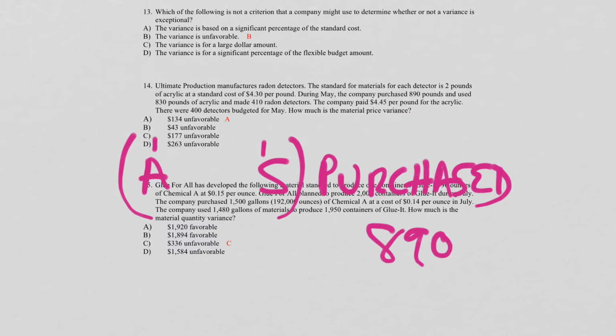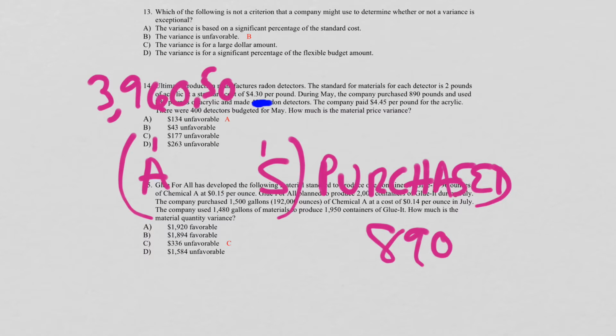So now let's get the calculator back on. $4.45 times the amount purchased, 890. So that's $3,960 is what they actually paid. Let's compare that to what they were supposed to pay. Maybe I have to give you some space to see. It was going to be $4.30 a pound. That's what they were supposed to pay.